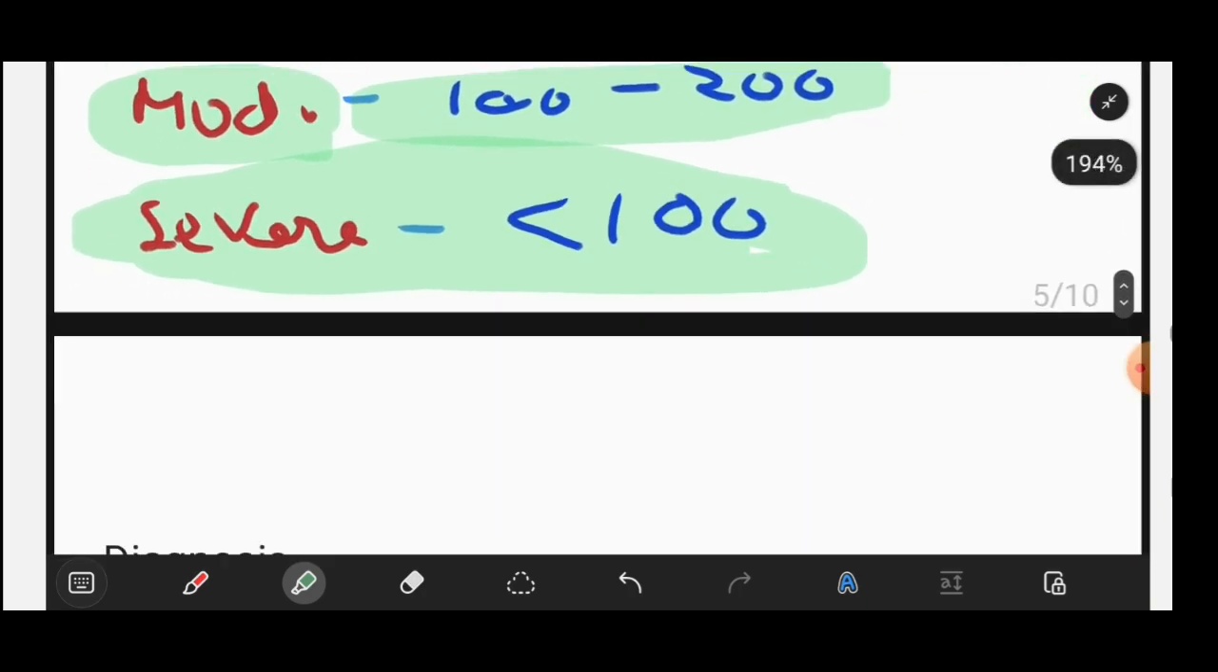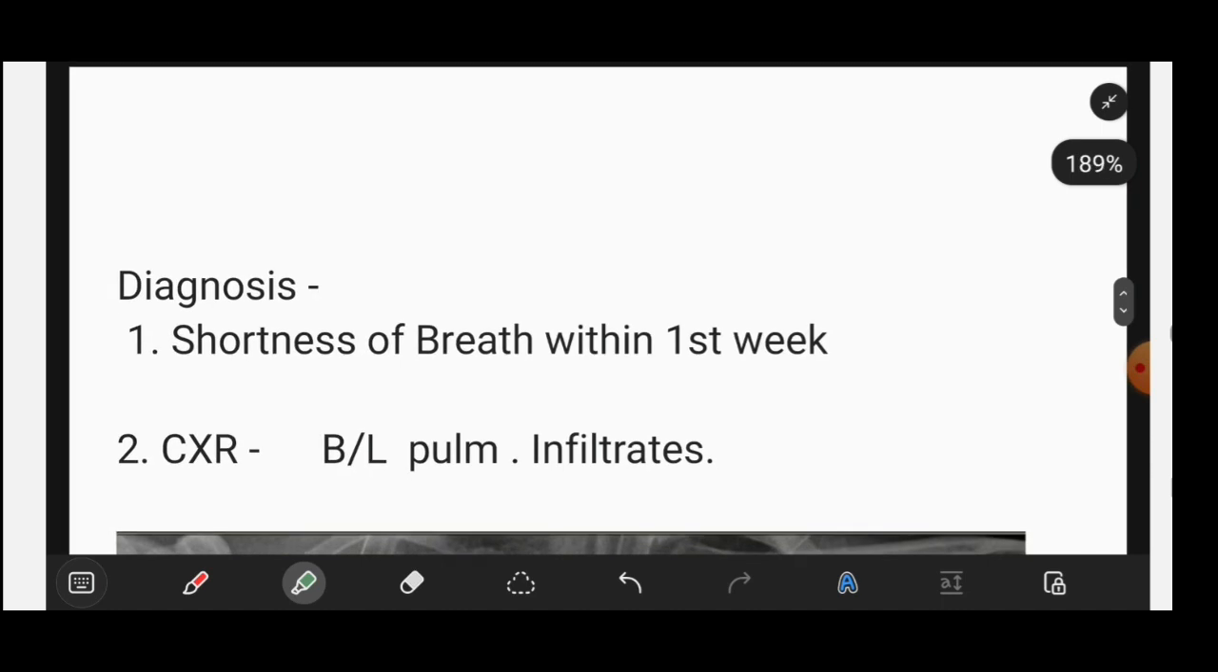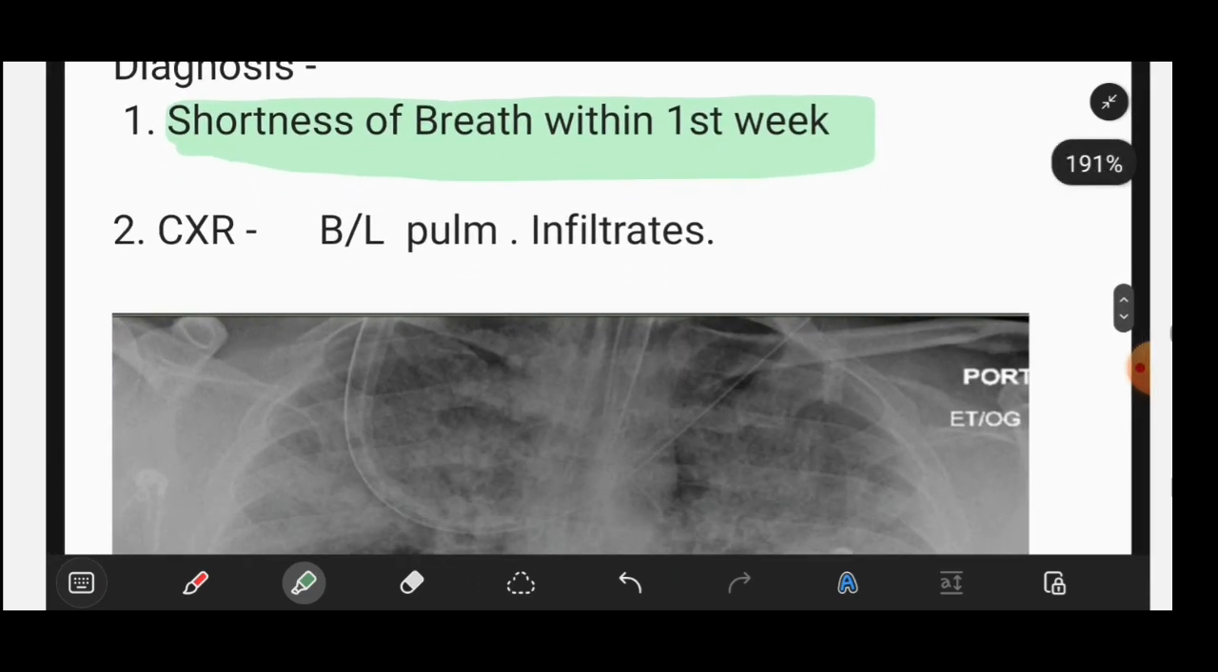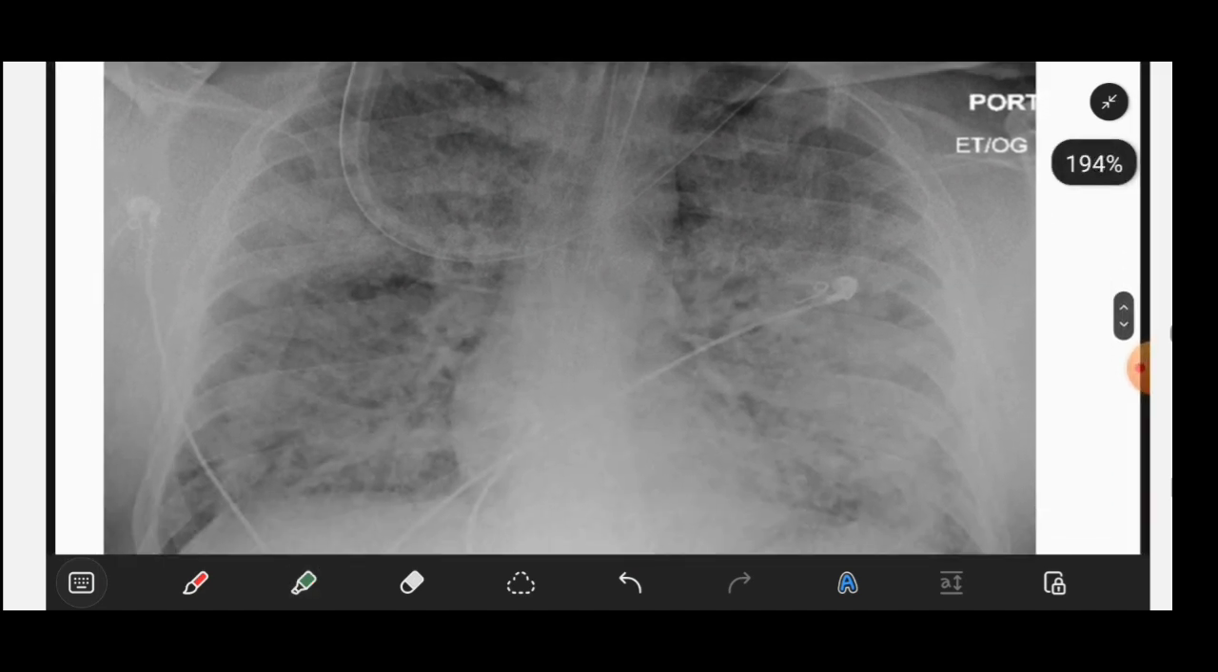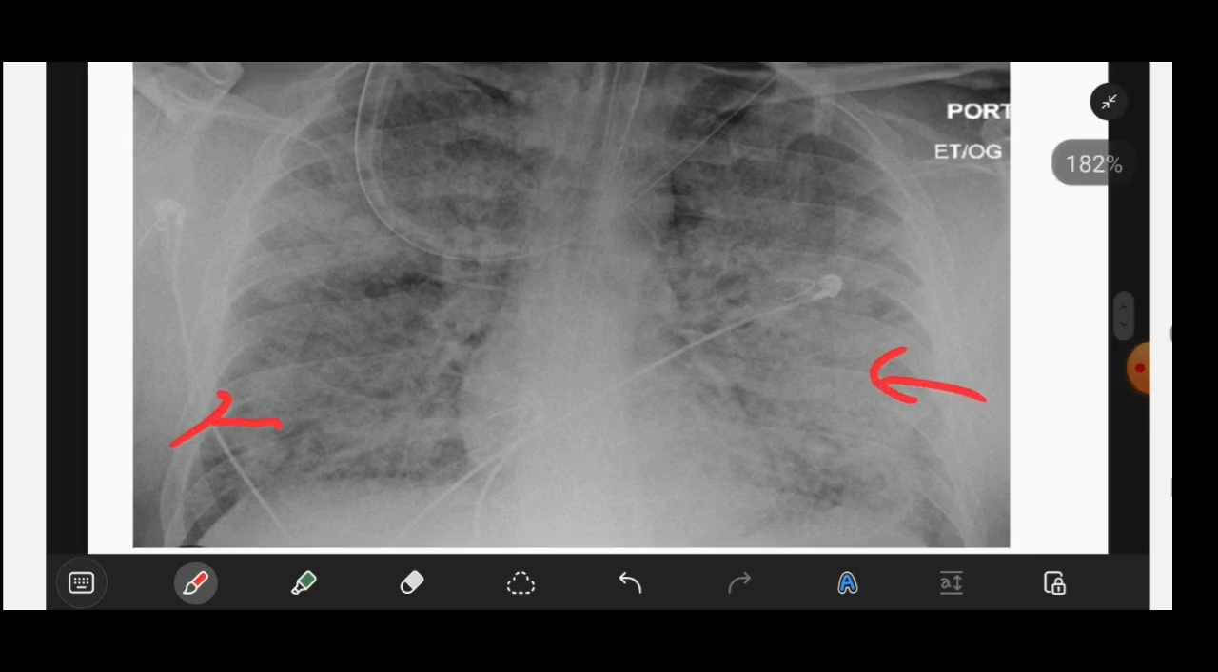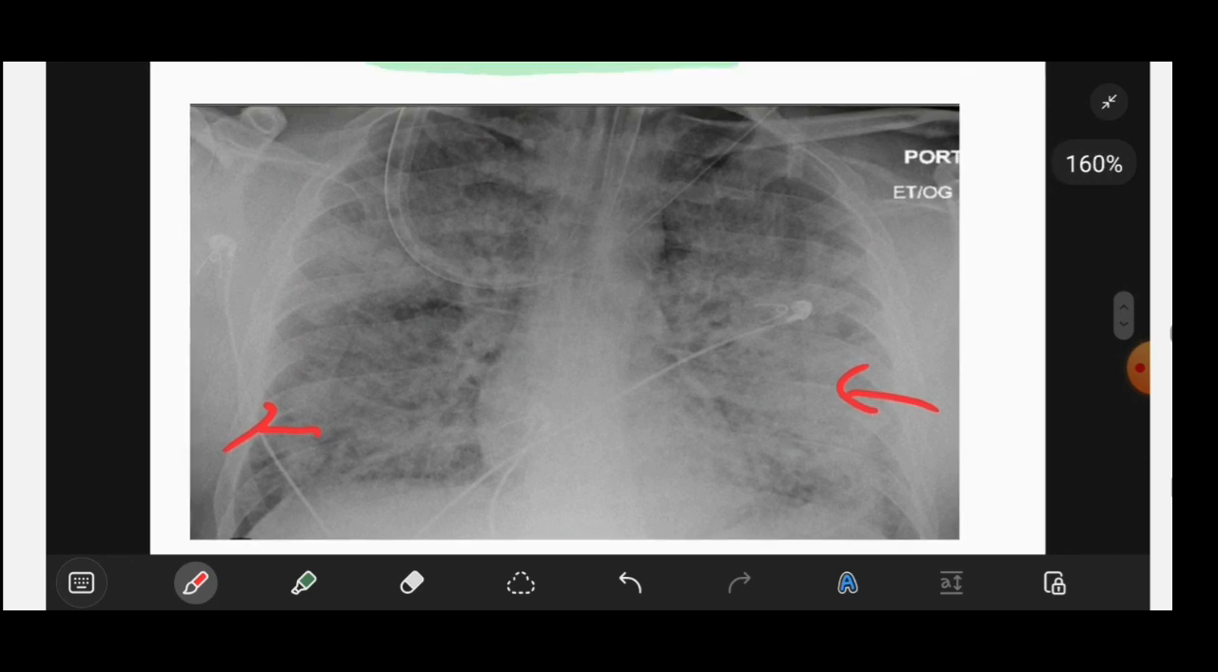So now, what are the different methods by which we diagnose ARDS? First of all, there will be shortness of breath within the first week. The patient will present with shortness of breath. Secondly, we can go for a chest X-ray, and there will be bilateral pulmonary infiltrates. As you can see here, this is a chest X-ray, and these are the bilateral pulmonary infiltrates. So this is a very important diagram of ARDS. Guys, this is very important.